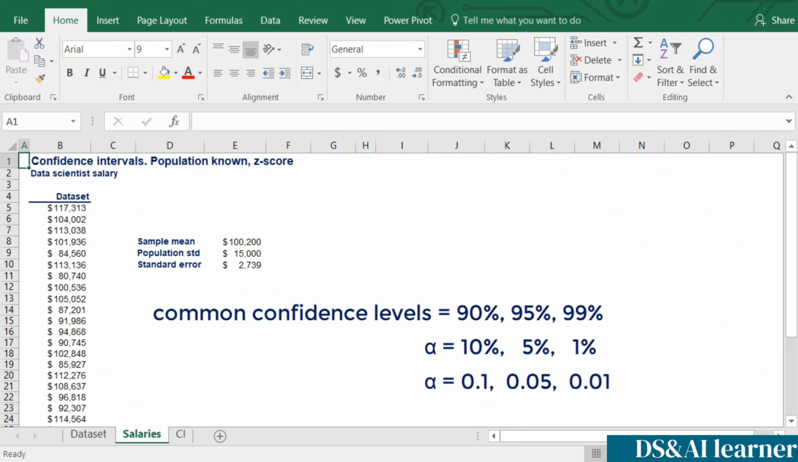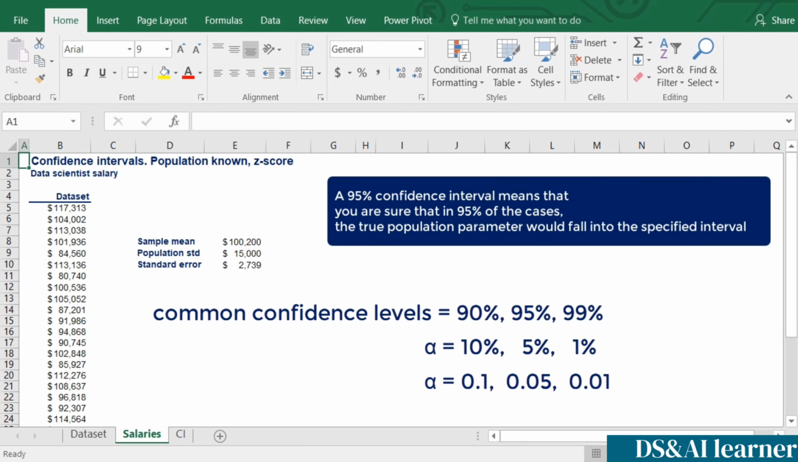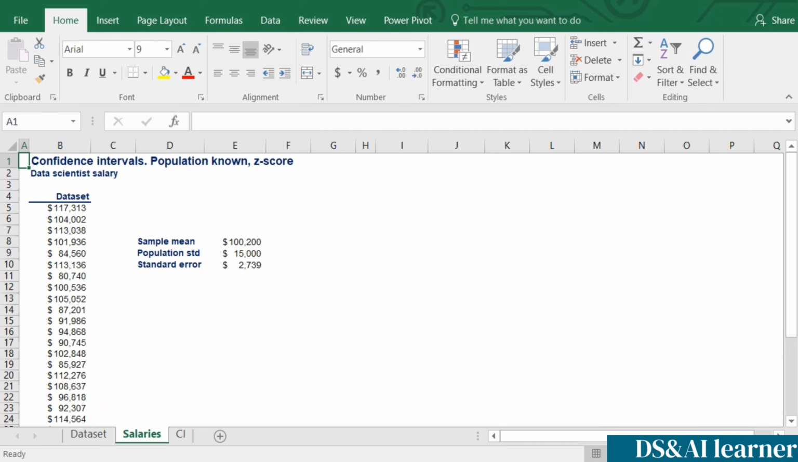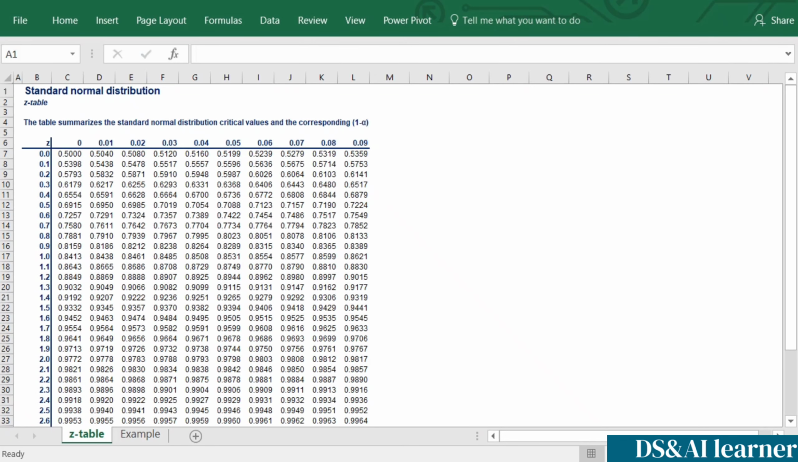Keep in mind that a 95% confidence interval means you are sure that in 95% of the cases, the true population parameter would fall into the specified interval. Okay, the z of alpha comes from the so-called standard normal distribution table. It is best to first see it and then comment on it. Let's say that we want to find the values for the 95% confidence interval. Alpha is 0.05. Therefore, we are looking for z of alpha divided by 2, or 0.025.